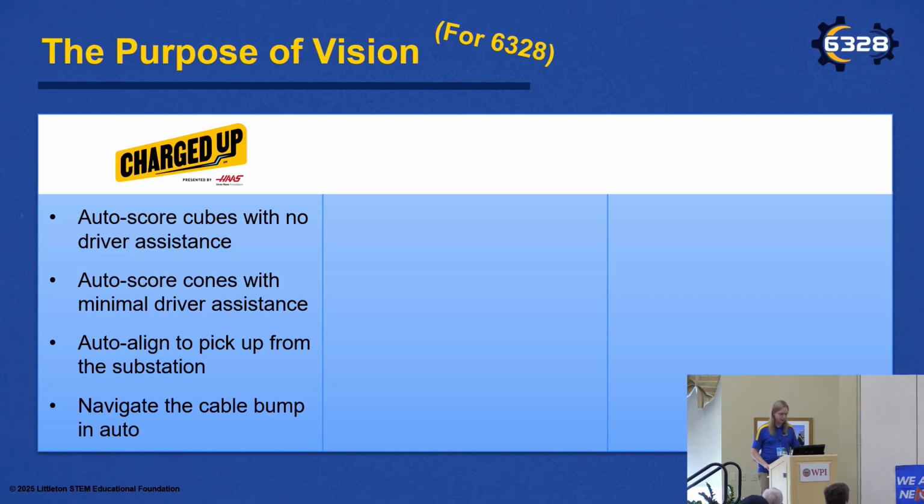So in 2023, this was an interesting game. It was the first time AprilTags were included on the field, so no one really knew what they would be good for. By the end of the season, this is kind of a list of what we were doing with AprilTags, mostly thinking about auto alignment to the nodes and substations, but also figuring out how to reliably navigate the cable bump in auto. If you aren't familiar with this, basically the robot would go over this bump at full speed and tend to fly into the air, which makes odometry next to useless. So we wanted to address that issue.